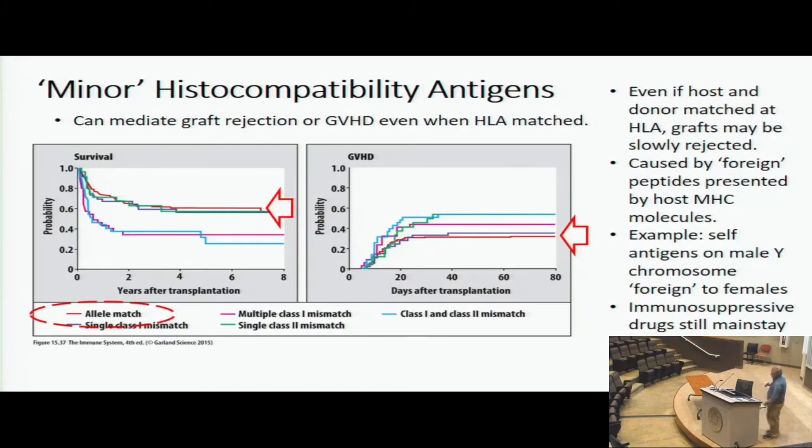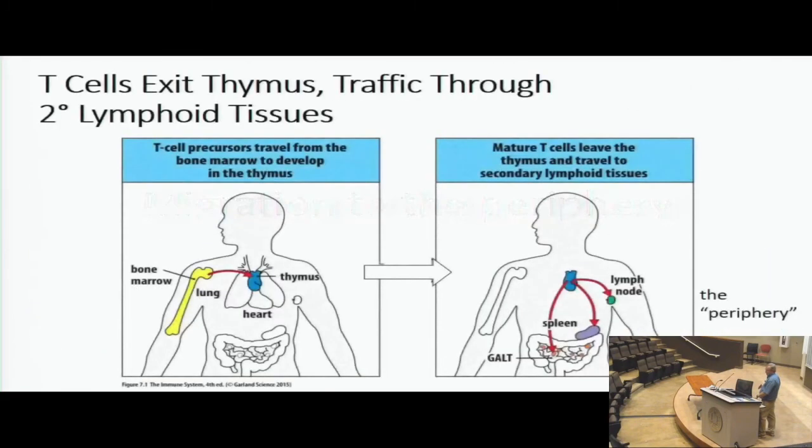So I think I'll end here. We just mentioned minor histocompatibility antigens: even if the host and the donor are HLA matched, there may be slowly reducing minor histocompatibility differences. Survival of allografts, or the incidence of graft versus host disease, is reduced if there's complete allele match. Those red arrows show allele matching. But survival goes progressively lower, or the incidence of graft versus host disease gets progressively higher, if you have more and more mismatches. Okay, so I think I'm probably going to stop there.